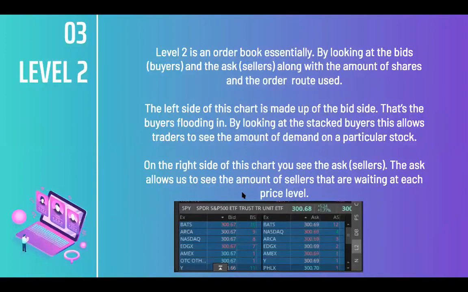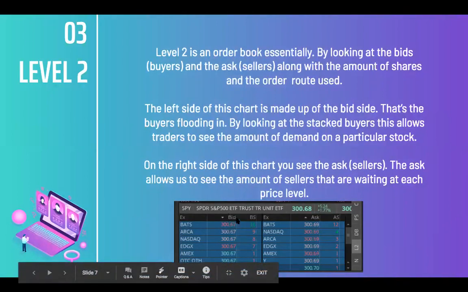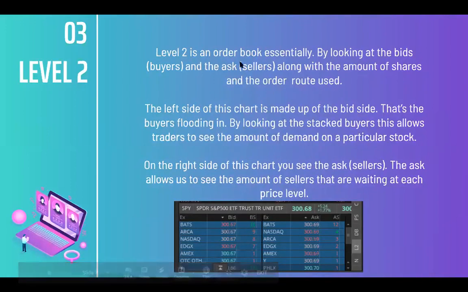And we're gonna dive in today about it. Level 2 is an order book, essentially, by looking at the bids, which are buyers. So over here, these are your bids. These are all your buy orders coming in. See this 16, you multiply that times 100. That's how many shares that would be, or contracts, etc.